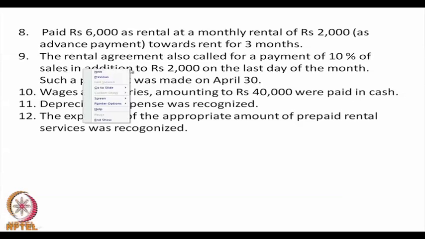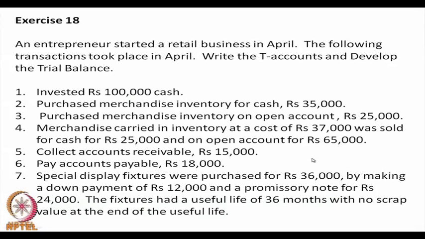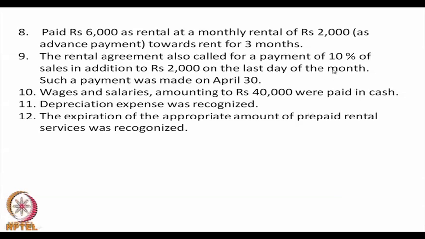So, remember that he had made a sale of 90,000 rupees, 25 and 65. This was cash, this was credit. So, of this 90,000 rupees, 10% is 9,000 rupees. He pays also, in addition to the rental of 2,000, 9,000. Then wages and salaries amounting to rupees 40,000 were paid in cash.